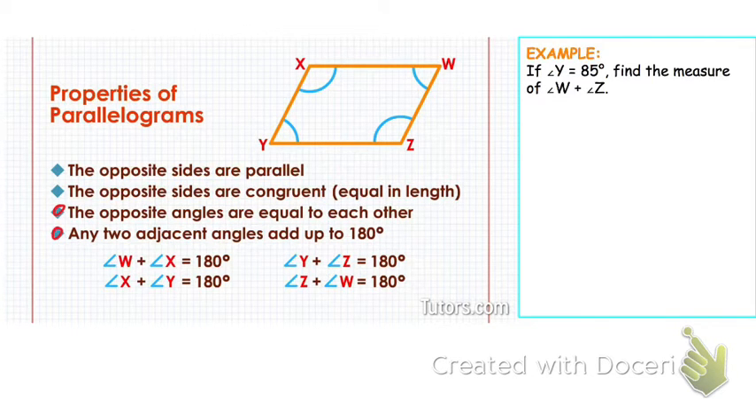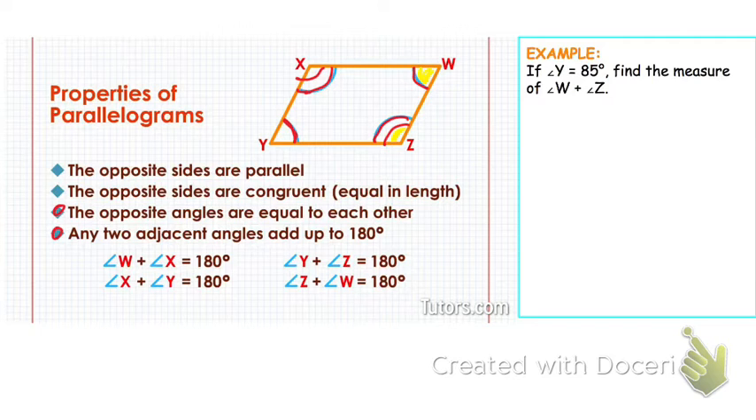So the first thing it says is that the opposite angles are equal to each other. They're congruent. So that means that angle Y and W are congruent, and angle Z and X are congruent. The next bullet says that two adjacent angles, so the angles next to each other, add up to 180. So for example, angle Z and angle W, they're next to each other, so they add up to 180.